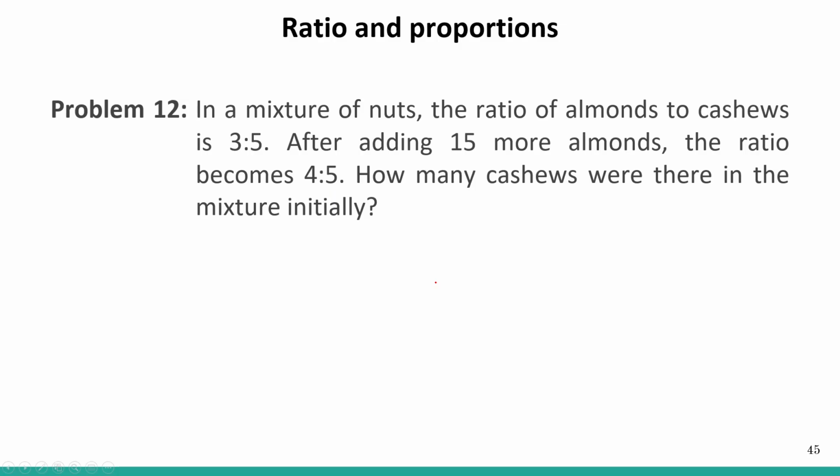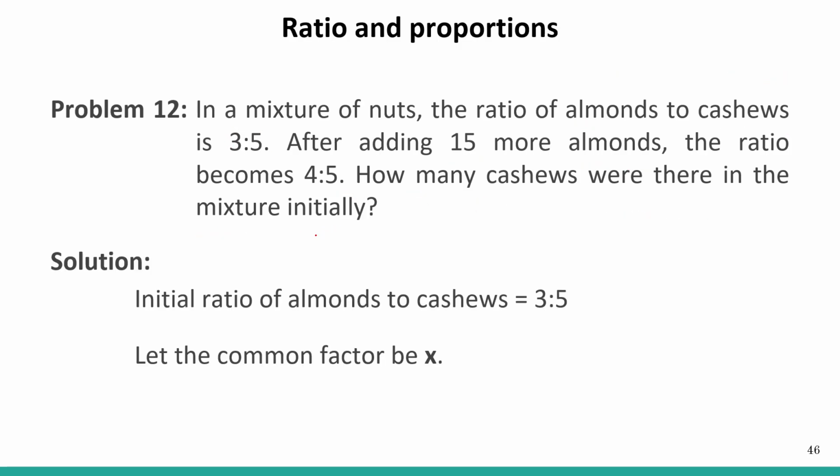Let's see problem number 12. In a mixture of nuts, the ratio of almonds to cashews is 3:5. After adding 15 more almonds, the ratio becomes 4:5. Then how many cashews were there in the mixture initially?